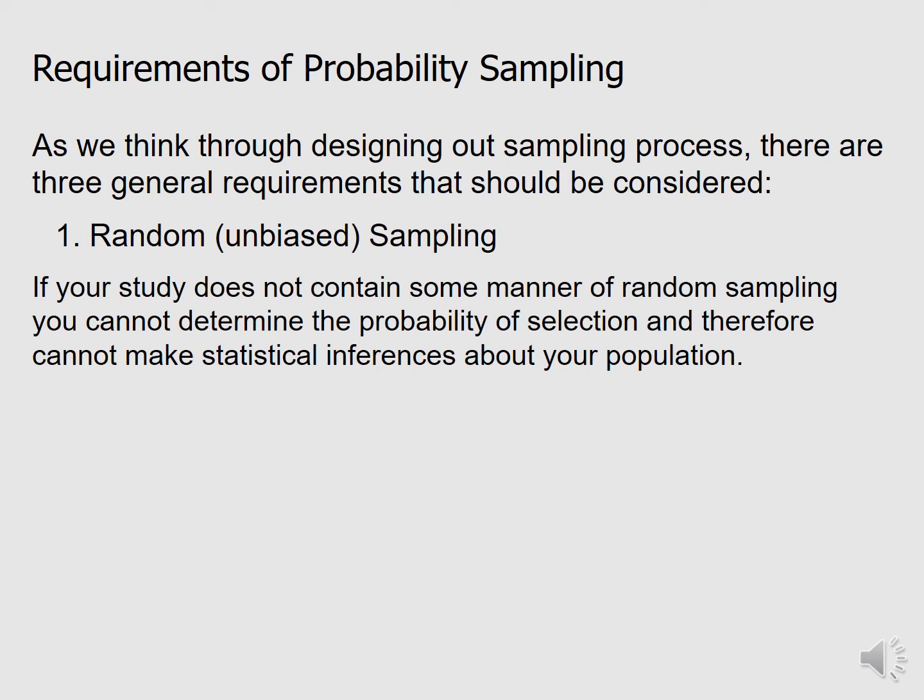As we consider these two pieces of a sampling design, there are three general requirements that need to be considered. First, we need to have a random or unbiased sample. If your study does not contain some manner of random sampling, you cannot determine the probability of selection and therefore cannot make statistical inference about your population.